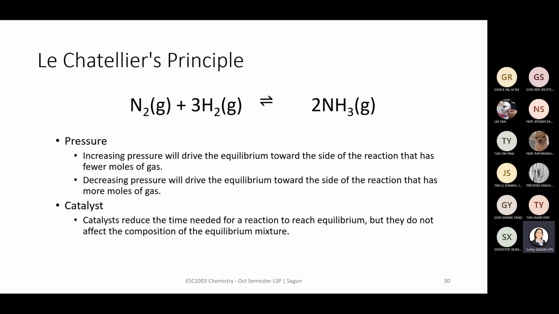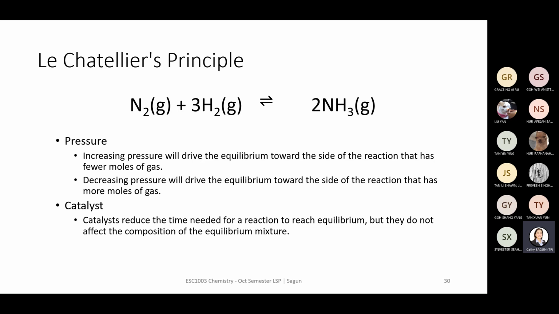So next, for Le Chatelier's principle, what happens if you have pressure and catalyst? Maybe we can end it here because I still have a few slides. But for the pressure, if I increase the pressure, this is very important. What's the difference? In pressure, you have to look at the fewer number of moles. Increasing pressure will drive the equilibrium toward the side of the reaction that has fewer moles. When you decrease pressure, it will drive the equilibrium towards the side of the reaction that has more moles.